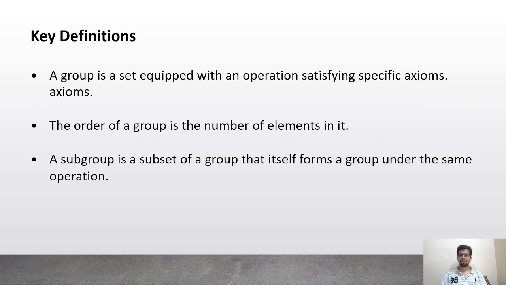Key definitions. A group is a set equipped with an operation satisfying specific axioms. The order of a group is the number of elements in it. A subgroup is a subset of a group that itself forms a group under the same operation.